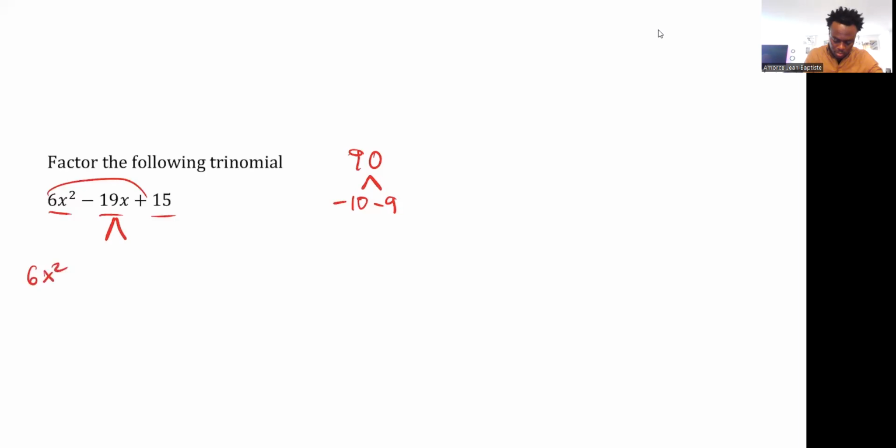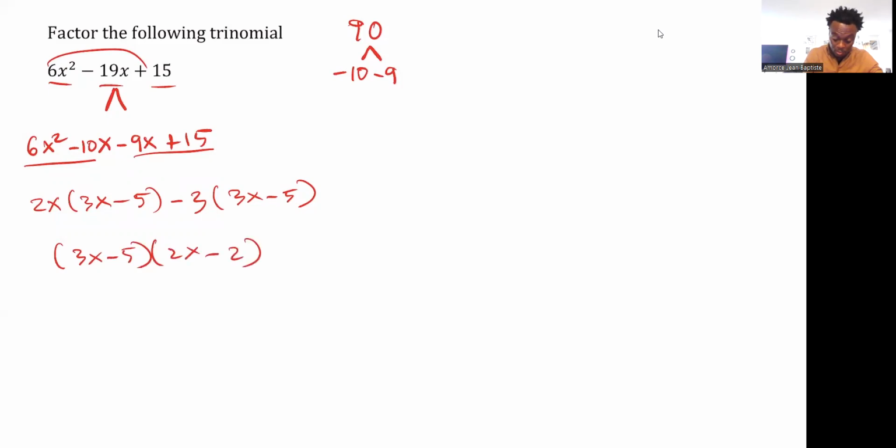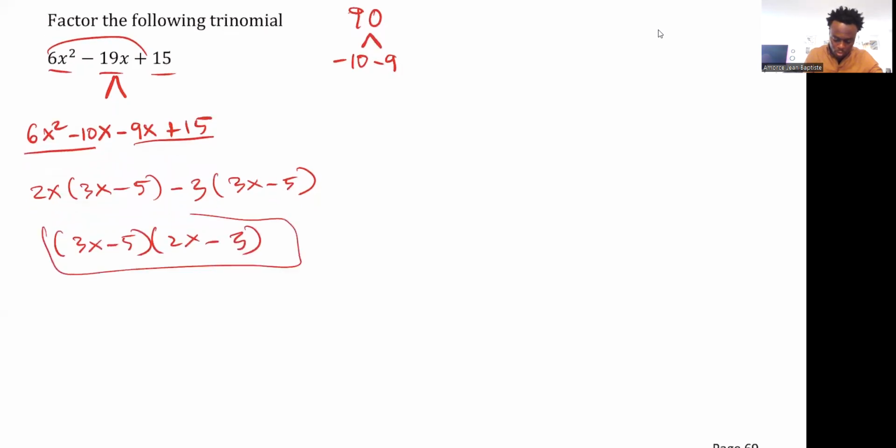6x squared minus 10x minus 9x plus 15. Factor the GCF from each. That's a 2x, 3x minus 5, negative 3, 3x minus 5. 3x minus 5 factored out, 2x minus 3. So that is the answer for this, the factored form of this trinomial.